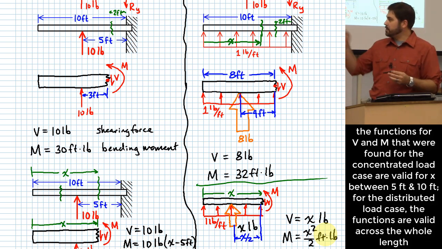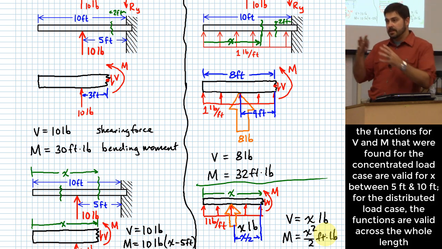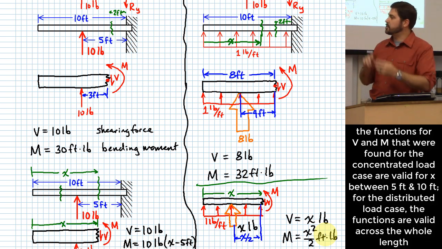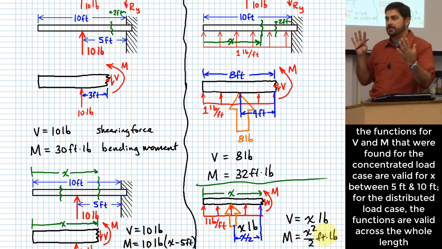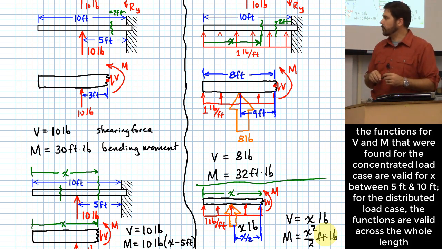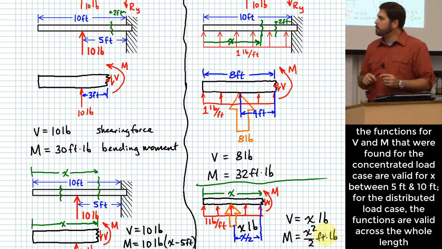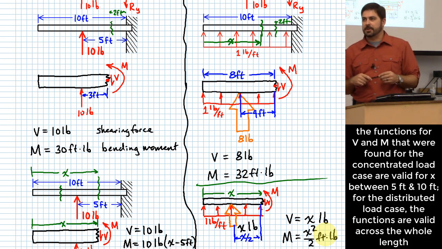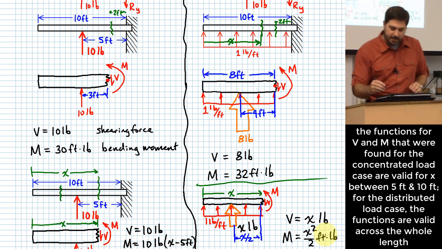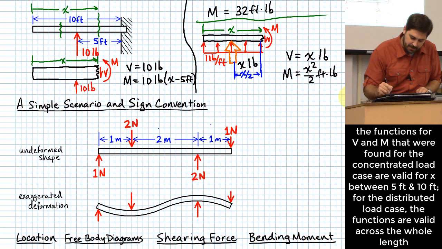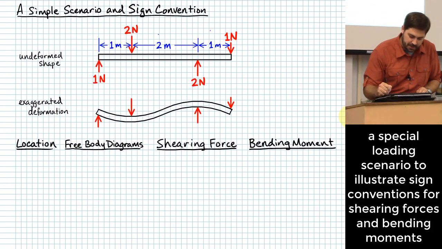And that formula that we just came up with, for V, is just a constant 10 pounds. For M, 10 pounds times x minus 5 feet. Those formulas will work for any location in that segment, X equal 5 feet to 10 feet. So anyway, I'm trying to get us warmed up on this idea of what we're doing here. But before I do a big problem, which I'm going to do in just a moment, I want us to spend a couple seconds thinking about something called sign convention.